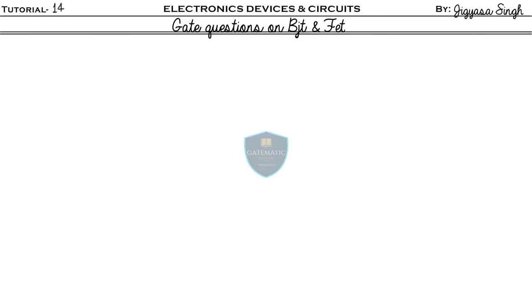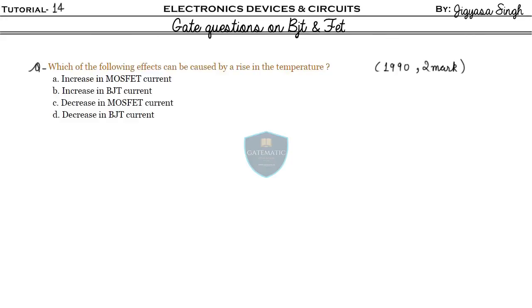So let's get started. This question says: which of the following effects can be caused by a rise in the temperature? First option is increase in MOSFET current, second option is increase in BJT current, third is decrease in MOSFET current, and D is decrease in the BJT current.